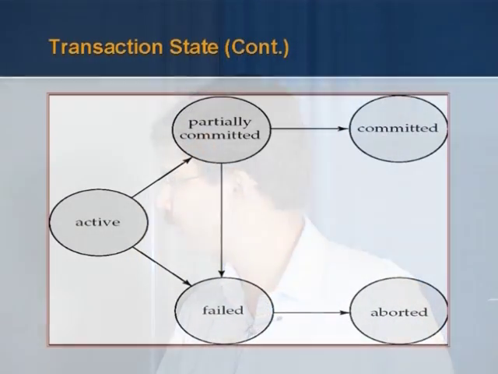Some updates may have been written to disk, others have not. So it is a failed state. It may be partially committed also, but now if power goes, it's too late for that transaction. If power instead goes before a certain point when its updates are written, then it moves to failed.